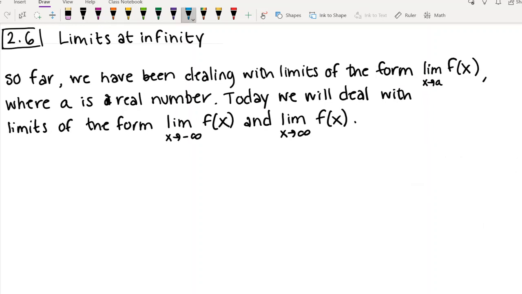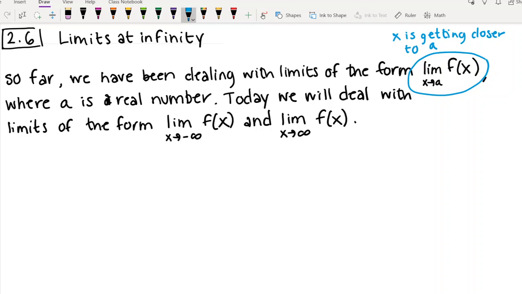So I just want to write down intuitively what's going on here. When you're doing a limit of the form as x approaches a of f of x, you're basically looking at what happens to the outputs as x is getting closer to a particular number a, right? So x is getting closer to 5, or x is getting closer to 0, something like that.